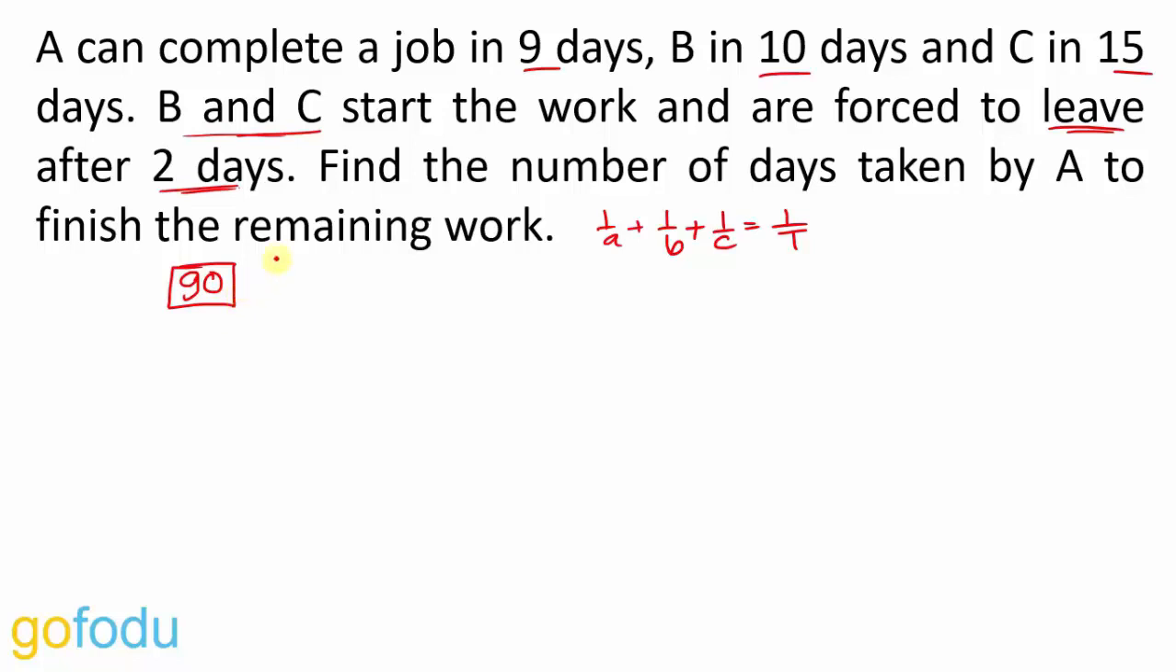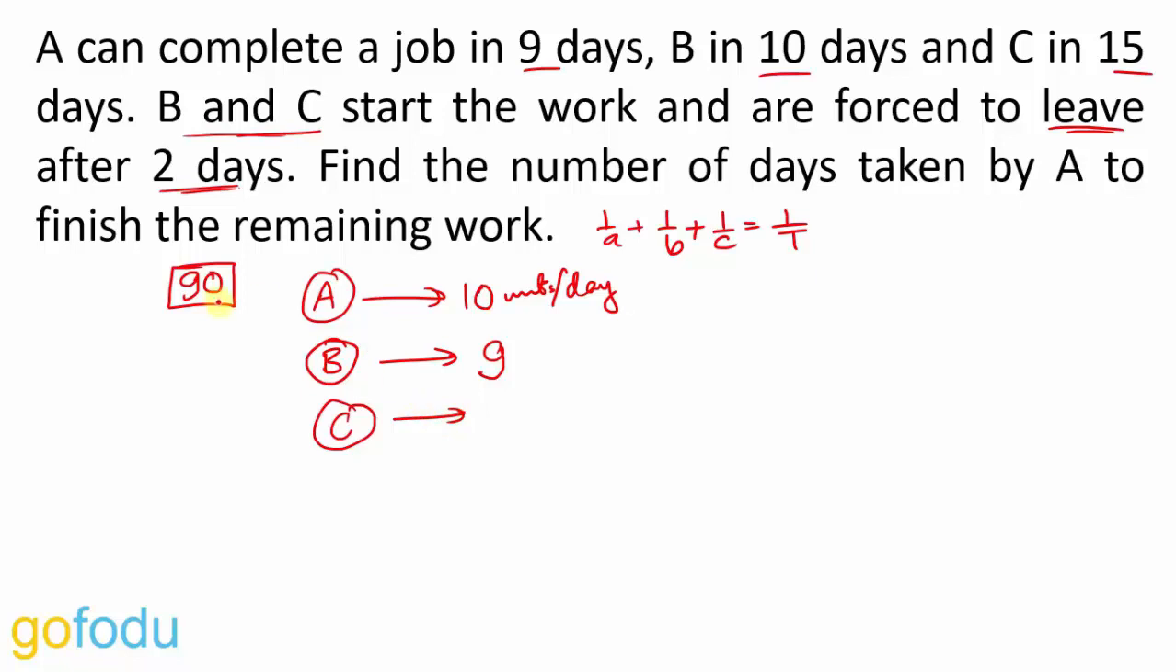Okay. Now A takes 9 days to finish 90 units of work. So A's rate of work would be 90 upon 9, 10 units per day. Rate of work of B in 1 day: in 10 days, B finishes 90 units of work. So in 1 day, B will be doing 9 units. And C will be doing 90 upon 15, that is 6 units.